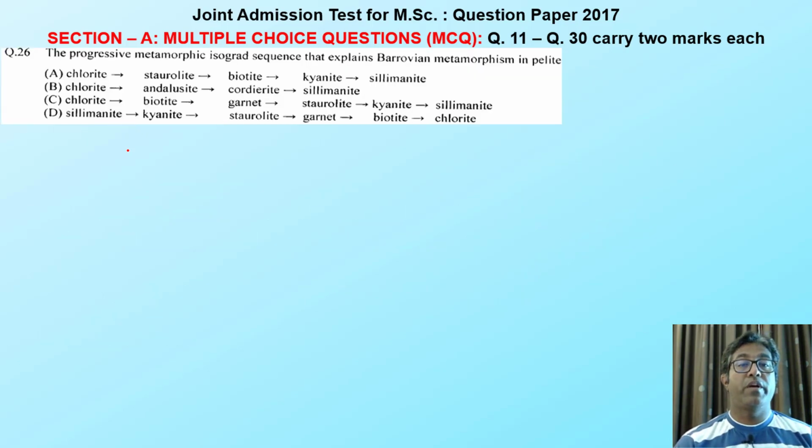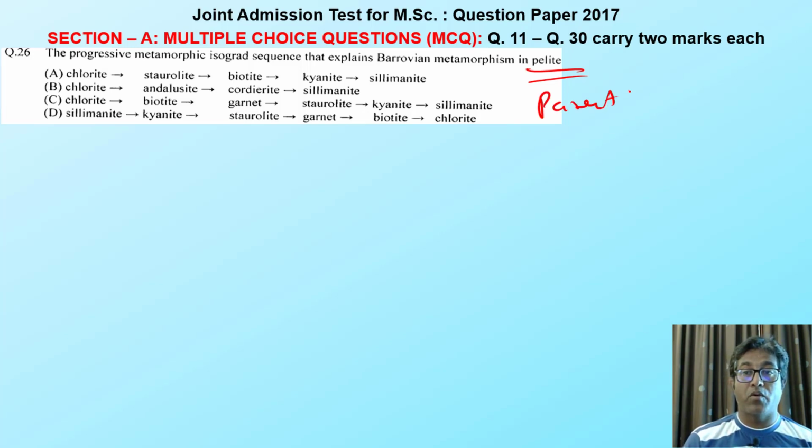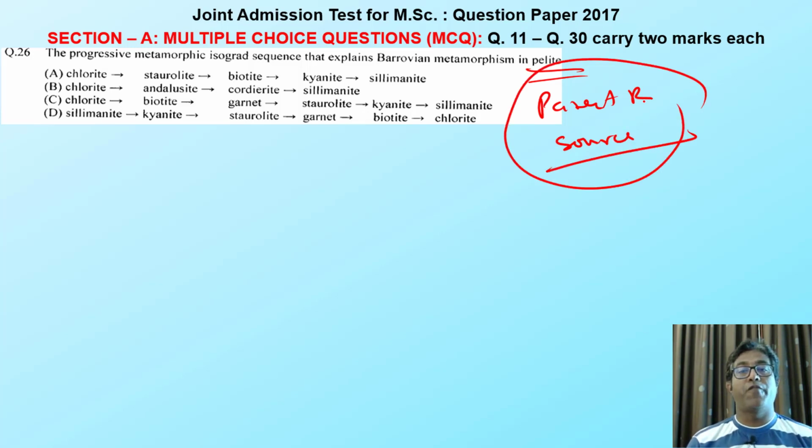The progressive metamorphic isograd sequence that explains Barrovian metamorphism in pelites. See, when we are talking about metamorphism, it is a process where we get metamorphic rock. Metamorphism can happen in granite rock, in sedimentary rock. So it is totally dependent upon the parent rock, or source rock. If you change the source rock, the metamorphism will change. So we are talking about pelite rock. Pelite is related to clay type of mineral, starting with shale.